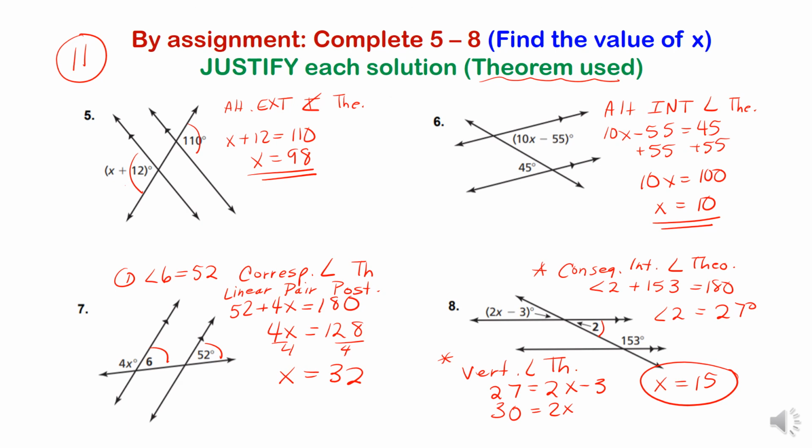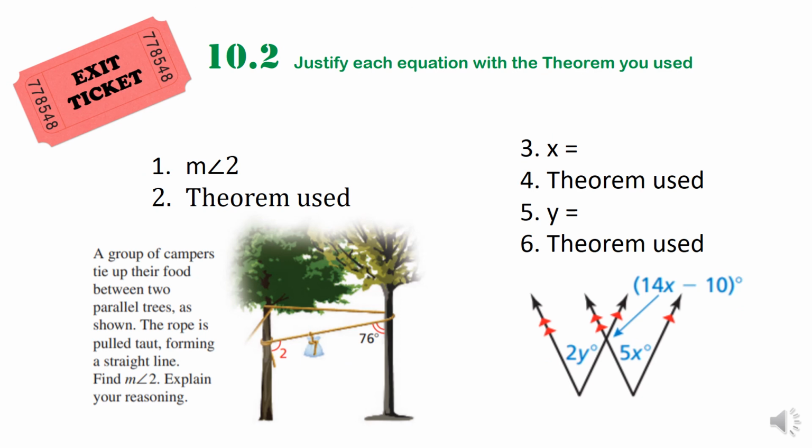So here is your exit ticket. Okay, so here's your exit ticket for 10.2. And you're going to be finding angle 2 right here. Read the instructions. You're going to tell me what is the measure of angle 2 and then the theorem that you used. Over here, make sure you pay attention to the parallel lines. You're going to find x, and then you're going to tell me the theorem used, and then you're going to do y and find the theorem used. So good luck. Take care.